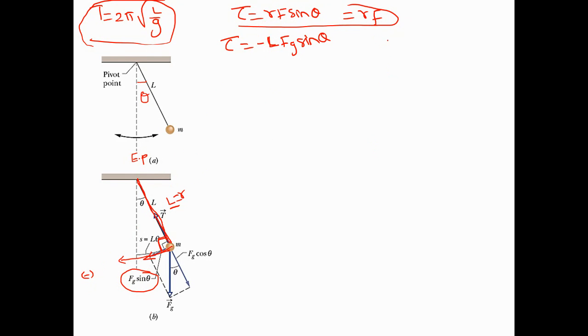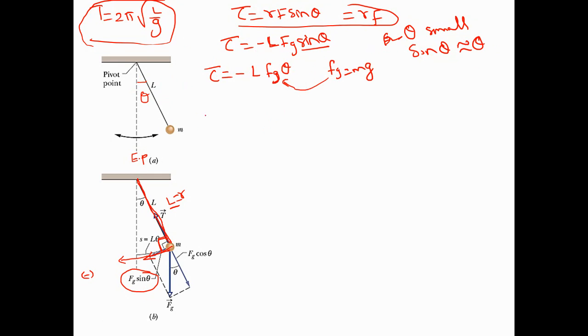Now I told you that you have to take a small angle. If my angle is small, sine theta is approximately equal to theta, because we are displacing the bob of the pendulum to a small angle theta. So your equation becomes tau equals minus L Fg theta. Now what is Fg? Fg is equal to m multiplied by g. Substituting, your torque tau becomes minus L mg theta.